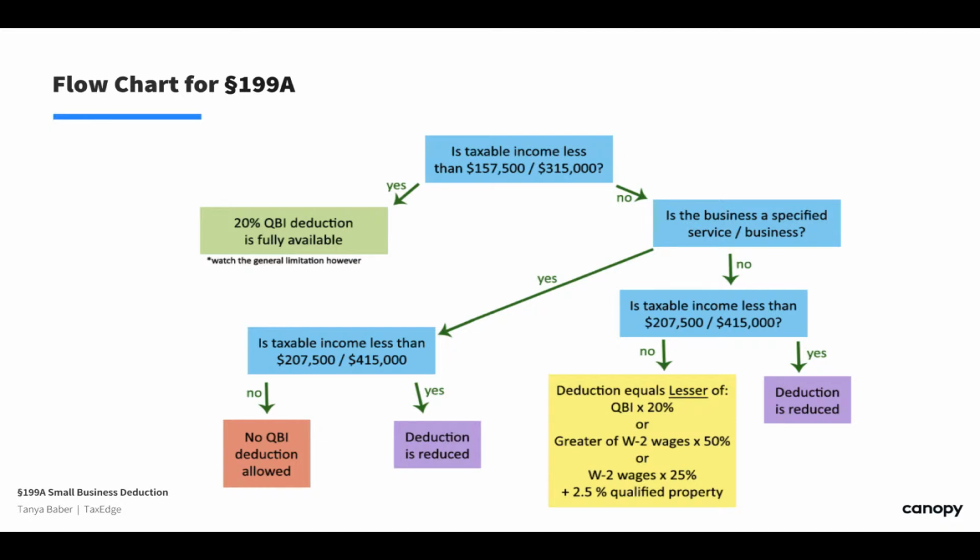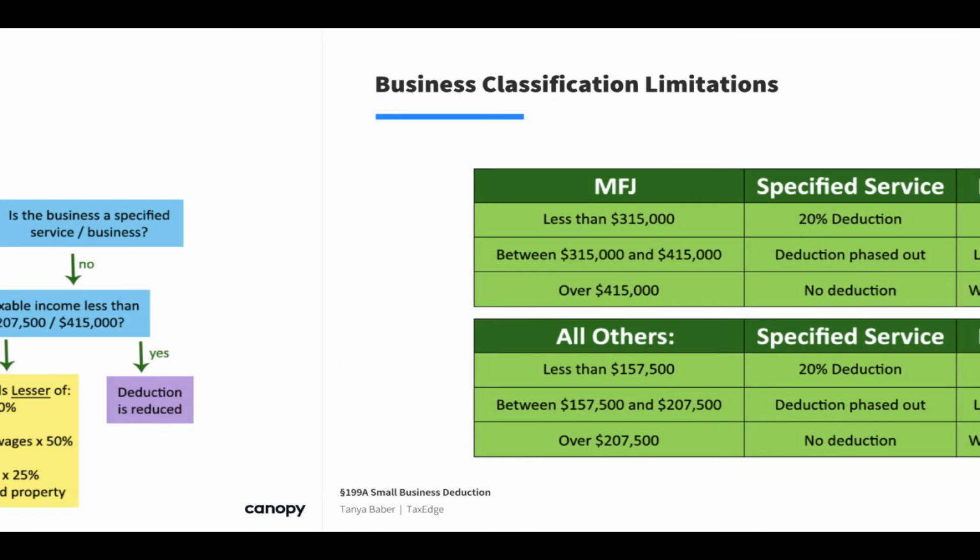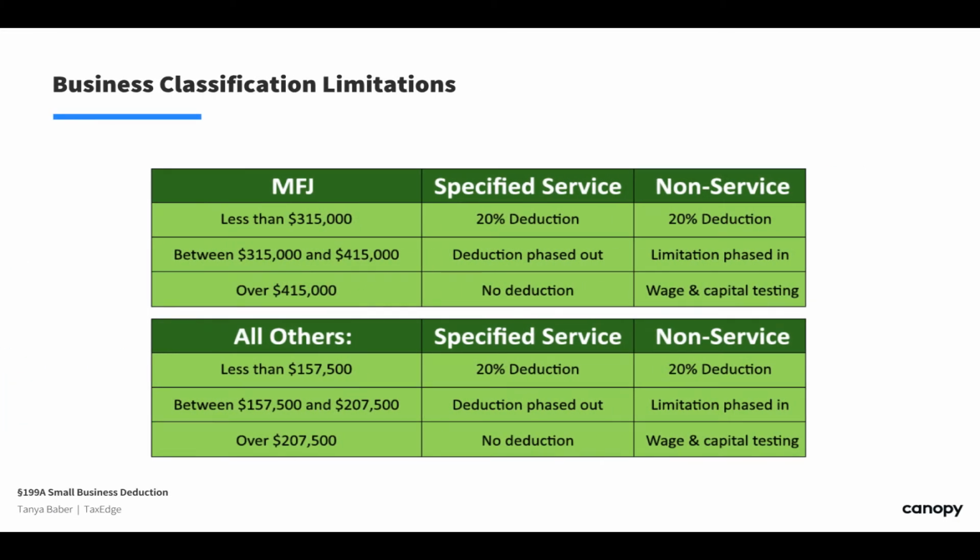Another way of looking at it. Now, if we talk about limitations, we have to say, okay, our married filing joint, if we're less than that $315,000, remember, it doesn't matter what kind of business you are, 20% deduction. For our single filers, less than $157,500, 20% deduction. It's the over amounts we have to worry about, and this is why we say the type of business begins to matter. If you're over, this is kind of like the in-between.